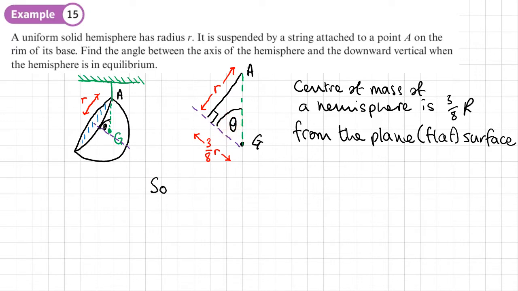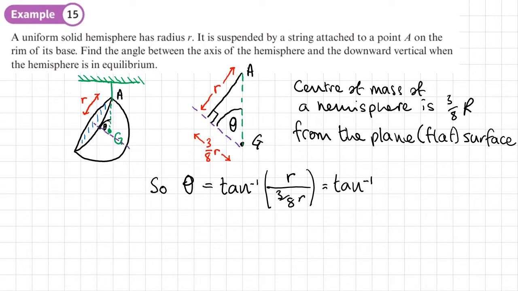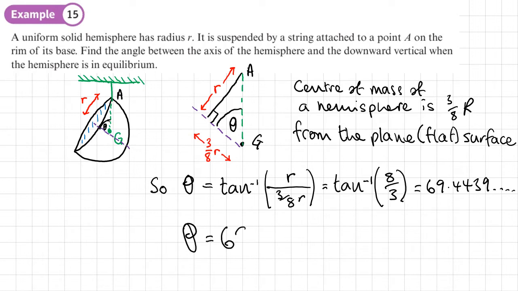So theta is equal to, now I've got the adjacent here and the opposite, the tan inverse of the opposite over the adjacent. So that's going to be r over 3/8 r. Now the r's are going to cancel out, so that becomes the tan inverse of 8/3, and that gives us 69.4439 and so on. So we'll give the answer to three significant figures, so 69.4 degrees to 3 SF.